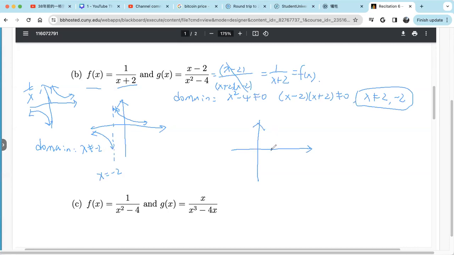So at 2, let's see, this is 2, right? If x is 2, we get 1 over 4. This is 1 over 4. At this point, it's an open circle instead of a vertical asymptote. But at -2, we still have a vertical asymptote. Right, so the graph still goes this way, but just at 2 it becomes an open circle.